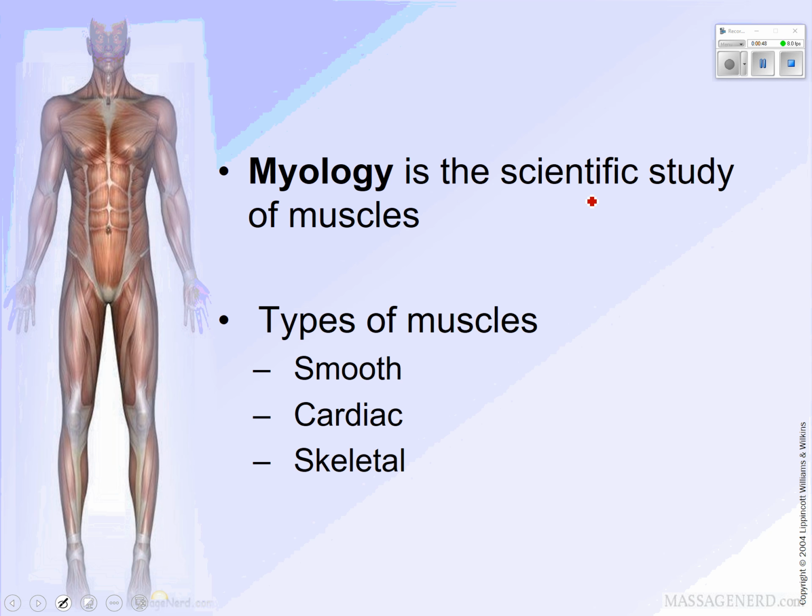Myology is the scientific study of muscles. We will talk about three types of muscle tissues: smooth muscle, cardiac muscle, and skeletal muscle. We talked about those three previously in Chapter 4, and we'll review them again in this chapter since we're talking about the muscular system.